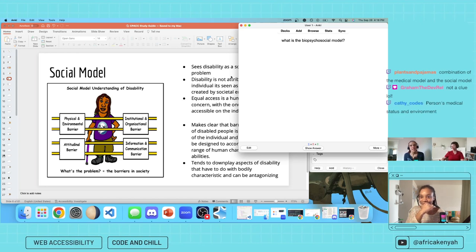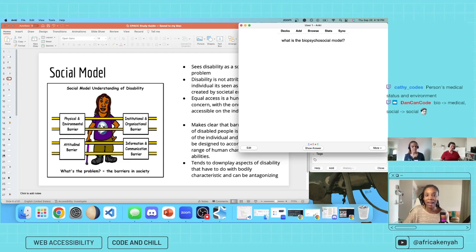Feel called out all of a sudden. I was going to say it might be useful to know who defined it, and it has an acronym that I forget. ICF. Yes. Although I cannot define said acronym. I do not remember either. All right, I'm going to find it real fast. Kathy Coe says a person's medical status and environment. And Dan Code said bio, arrow to medical, social, arrow to social.